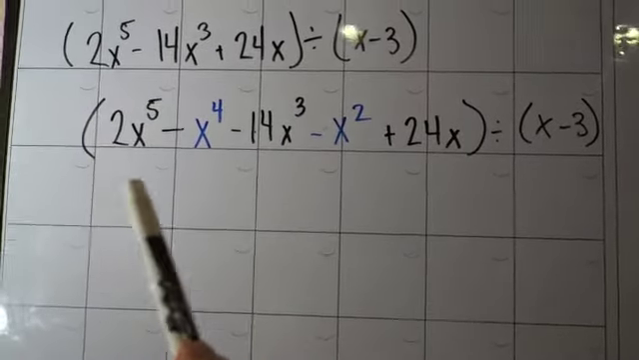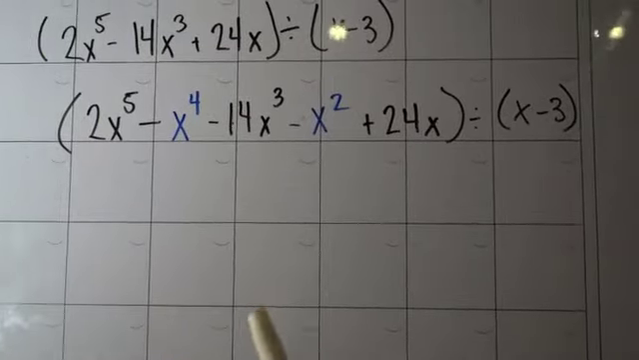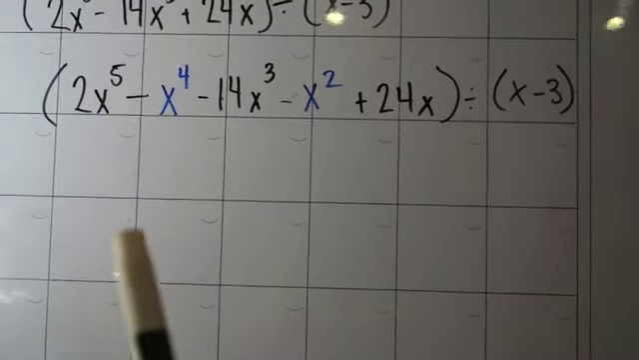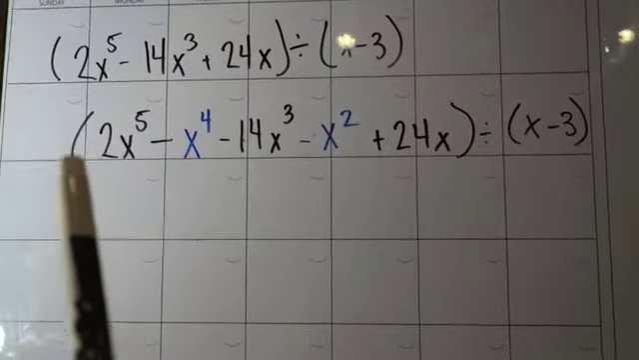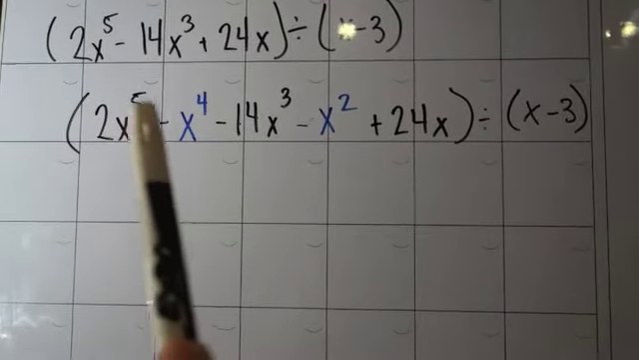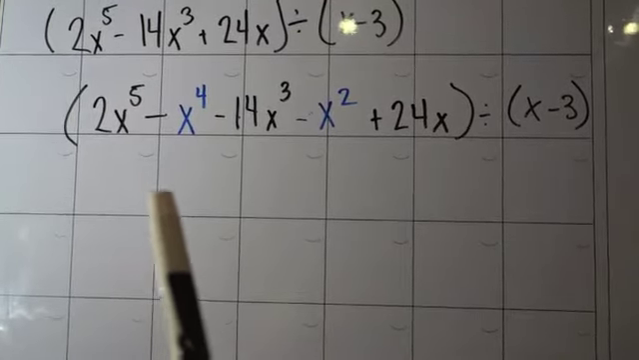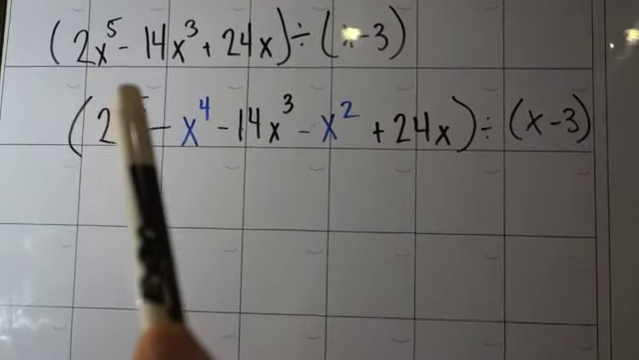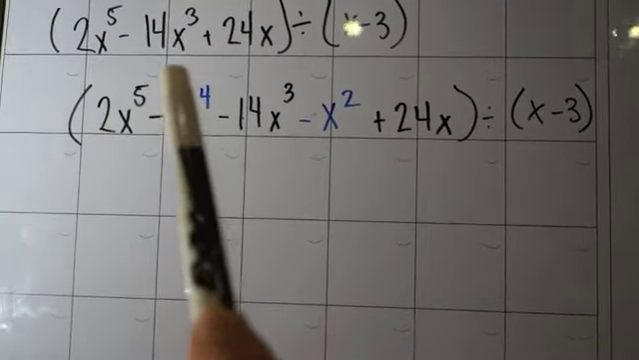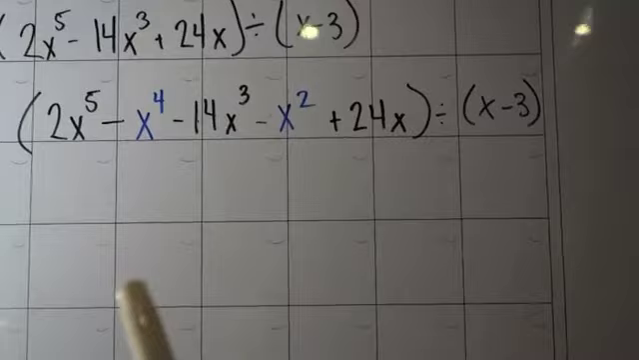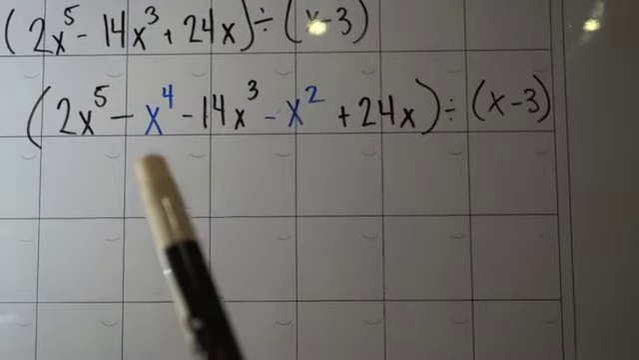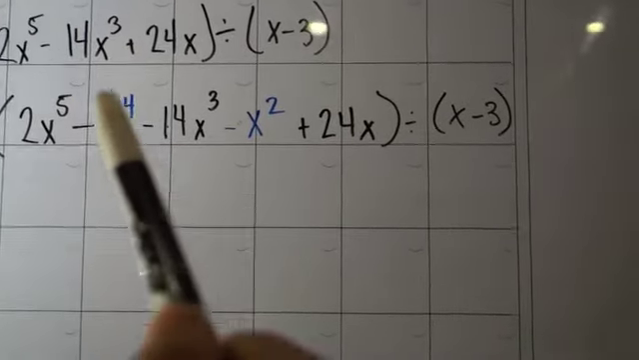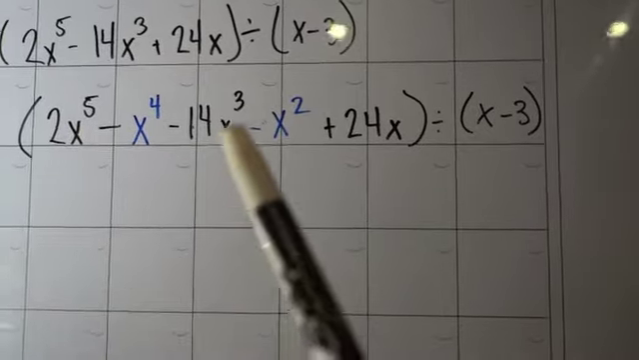I left some of them the same, and then I had to go in and add some terms because there were missing patches in between them. As you can see here, we kept 2x to the 5th because that's the highest exponent. Then we can't just go from 2x to the 5th and jump to 14x to the 3rd because we're missing a 4. What we can do now is simply add x to the 5th minus x to the 4th. And then you go ahead and continue on with 14x to the 3rd.